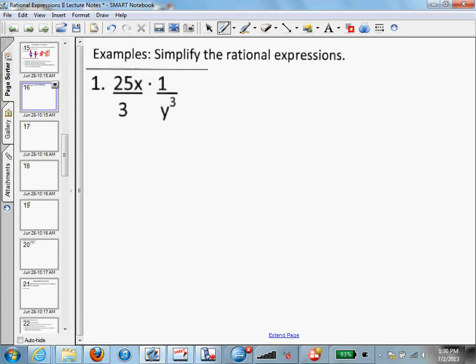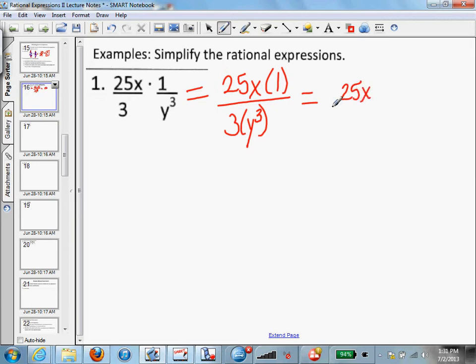We have to see whether we can factor either 25x over 3, and we cannot, or factor 1 over y cubed. Looking diagonally, nothing can be simplified, so we just multiply across. 25x times 1 on top, and on bottom 3 times y cubed. Simplifying, 25x times 1 is just 25x, and 3 times y cubed is 3y cubed. There was no factoring out in that case, we simply multiplied across.